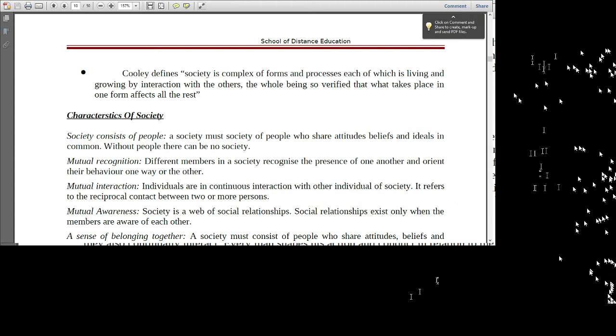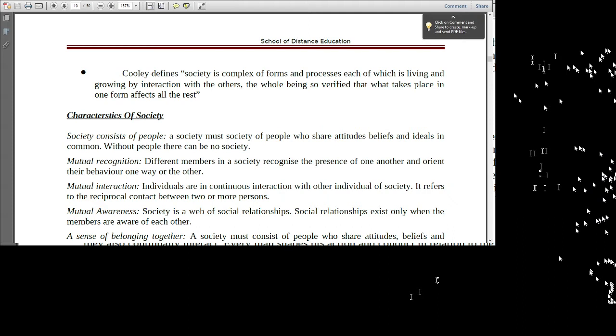And there is mutual recognition. The second characteristic is mutual recognition. That means different members in a society recognize the presence of one another. That means your class is a small type of society. There are different members, and they recognize the presence of one another and orient their behavior one way or the other. That is the second characteristic of society.